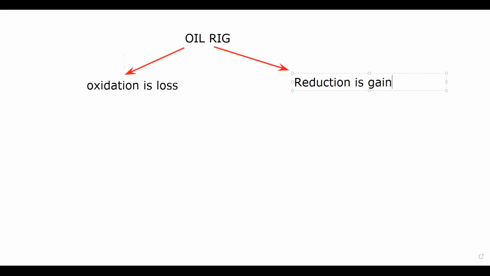But gain or loss of what? It is because oxidation and reduction we can define in three ways. Number one, we can define in terms of oxygen, we can define in terms of electrons, and we can also define in terms of oxidation number. So the first definition of oxidation and reduction is in terms of electrons.